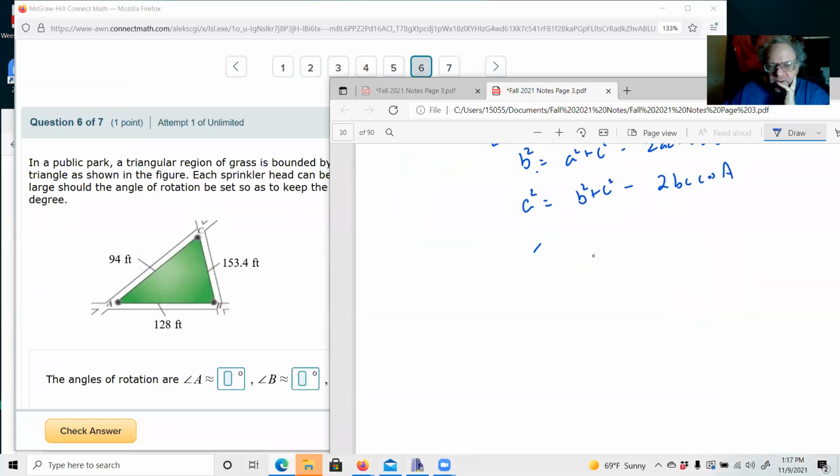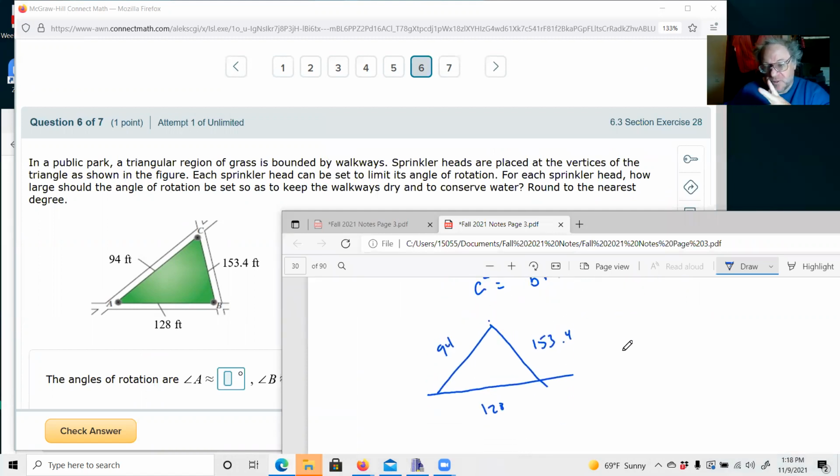So here is our triangle. 128, 153, 94. Look here, we don't have any angles, do we? If you want to do sine of A over the length equals sine of B over a length, you have two variables. You don't know what A, B, or C is. This is A, this was B, this is C. See the little points here?